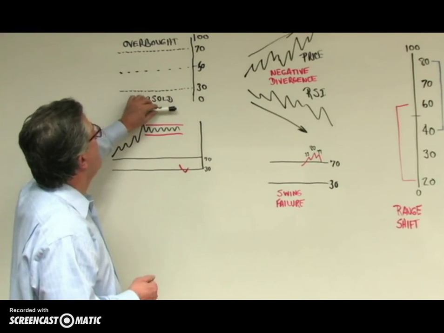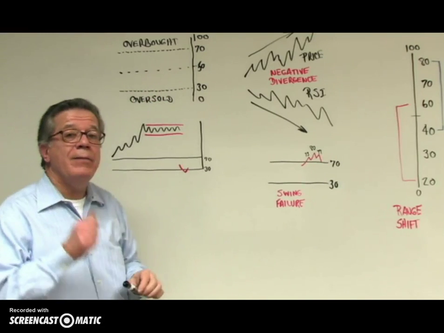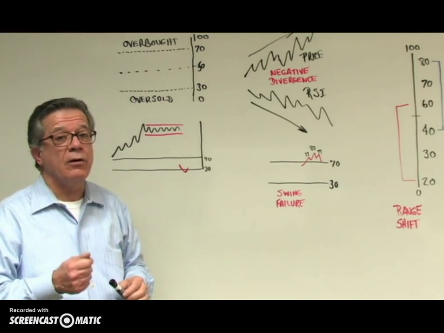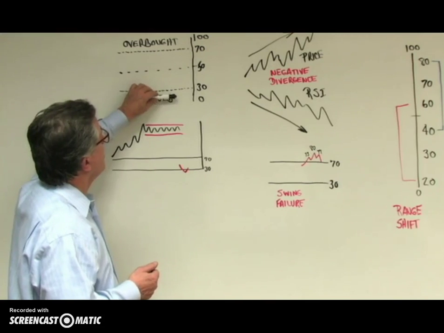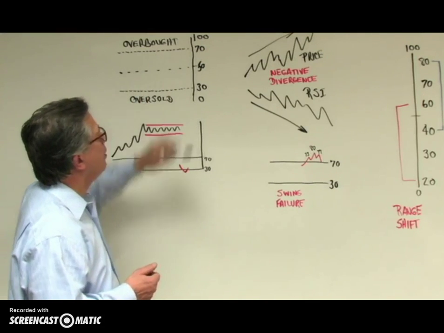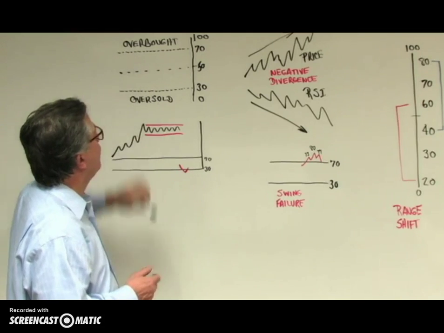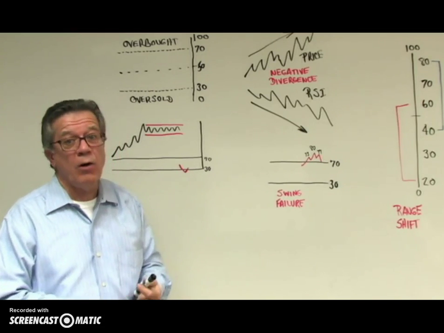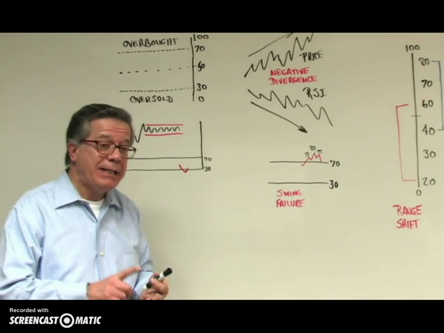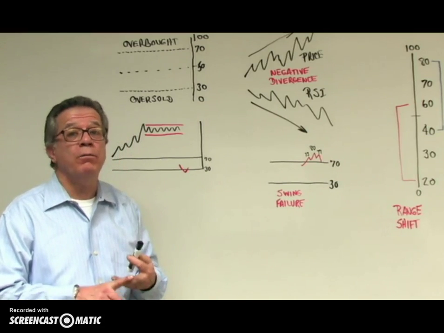When the RSI moves down below 30 and a trader immediately thinks they've got to go long because it's oversold, and the RSI continues to move lower and lower and lower. Keep in mind that once an RSI is in oversold territory or overbought territory, it can become more and more and more oversold. It can become more and more and more overbought.